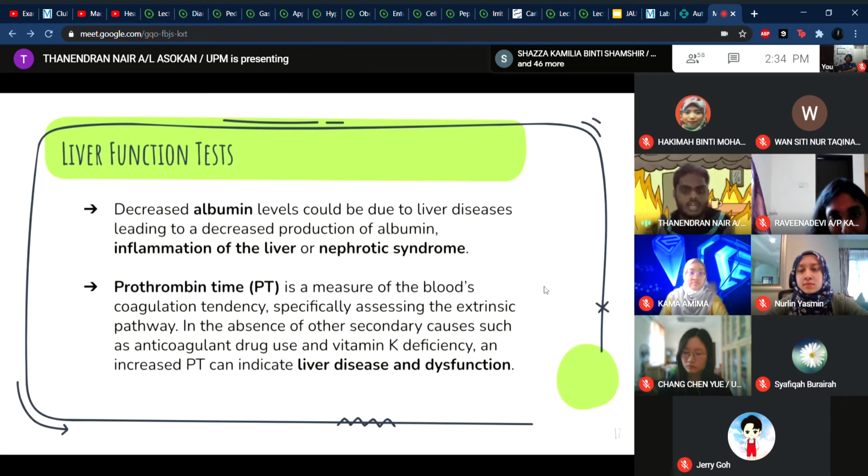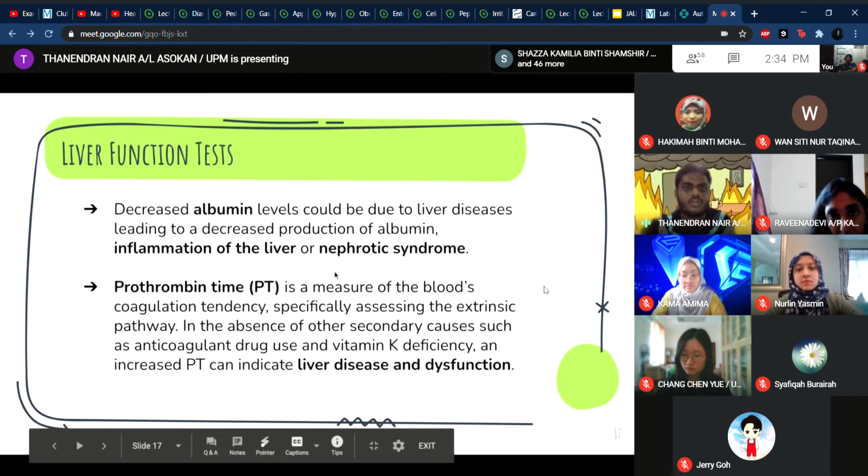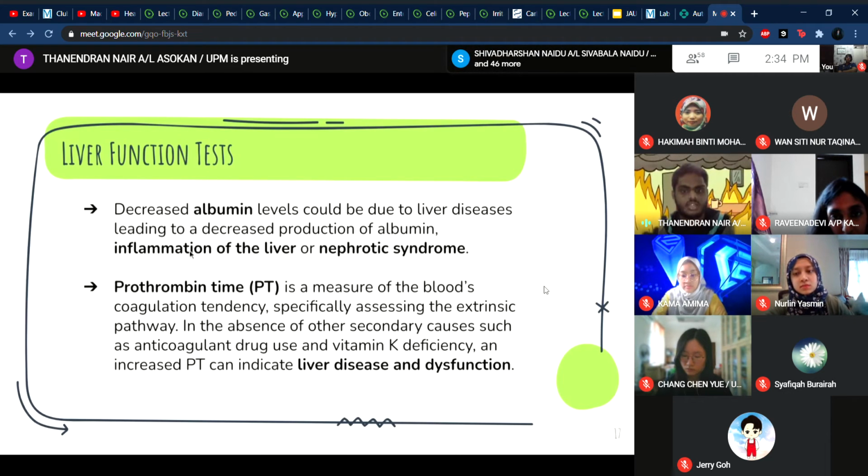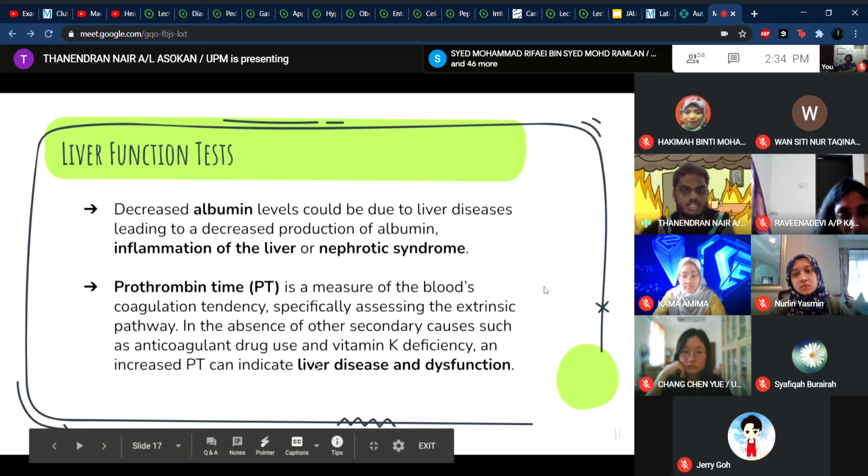These are the other factors not related to our case but also found in liver function tests. Decreased albumin levels would indicate inflammation of the liver or nephrotic syndrome, since albumin levels indicate the functional level of the liver. Prothrombin time, however, is the measure of the blood's coagulation tendency and how well the liver can help coagulate the blood. In the absence of secondary causes such as anticoagulant drugs and vitamin K deficiency, an increase in prothrombin time can indicate liver disease and liver dysfunction.